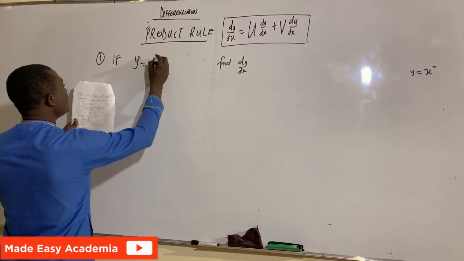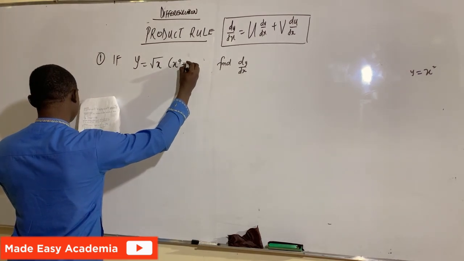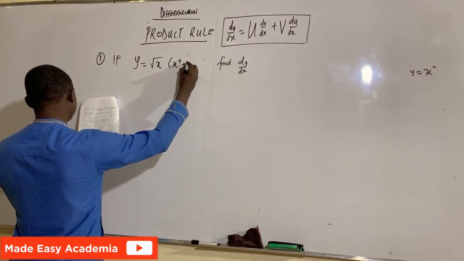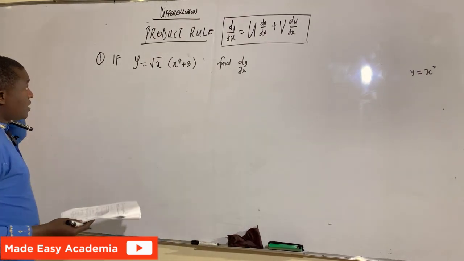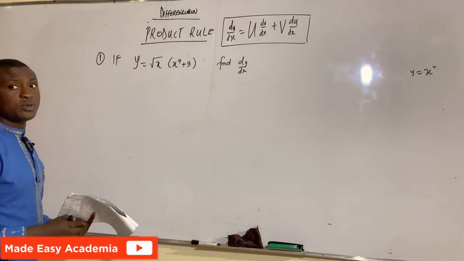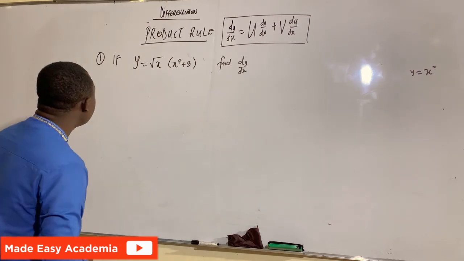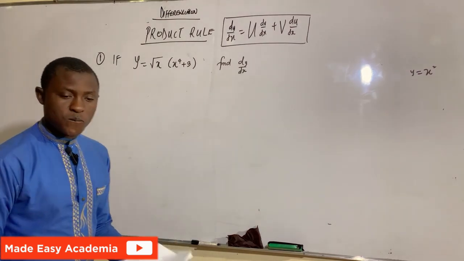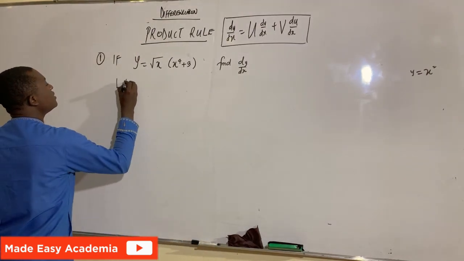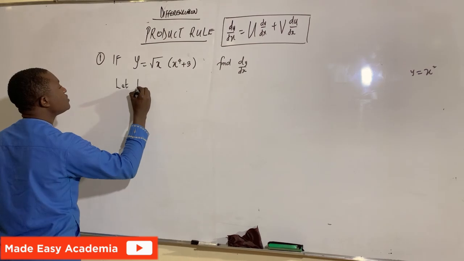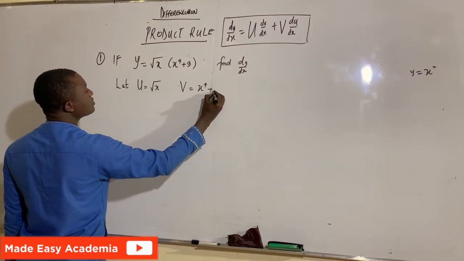Because I'm one of their products. They said y is equal to root of x times (x⁴ + 3). So we have to use the product rule to solve this one. I will still solve with the same process. I will let the first one be u and the second one be v. Let u equal root of x, then let v be x⁴ + 3.